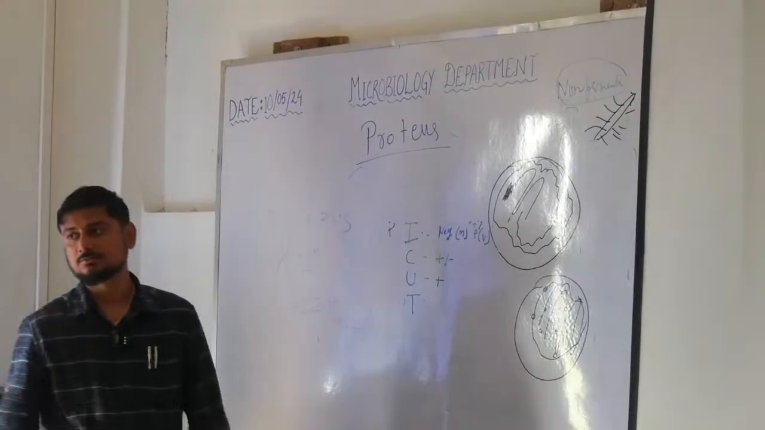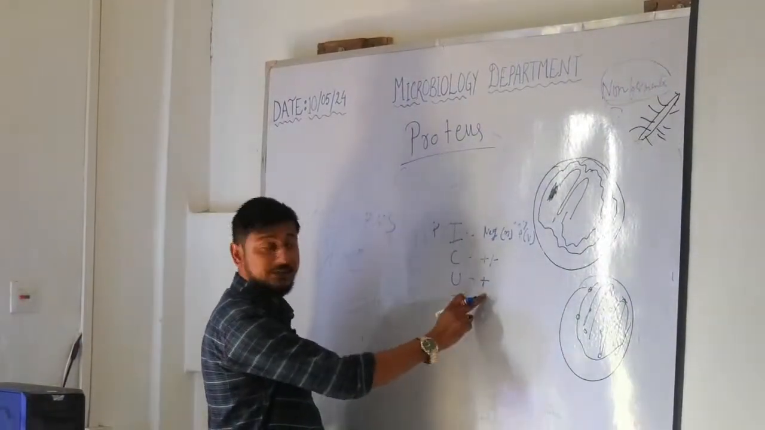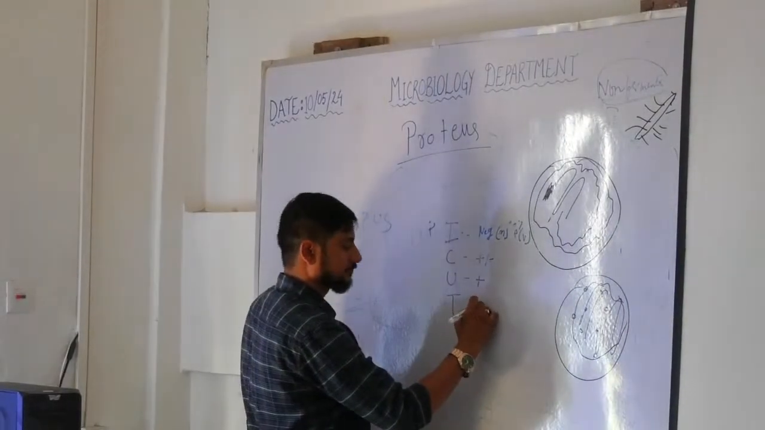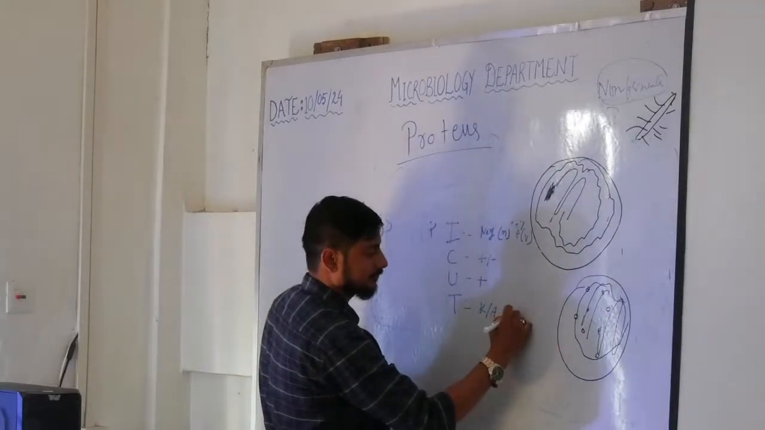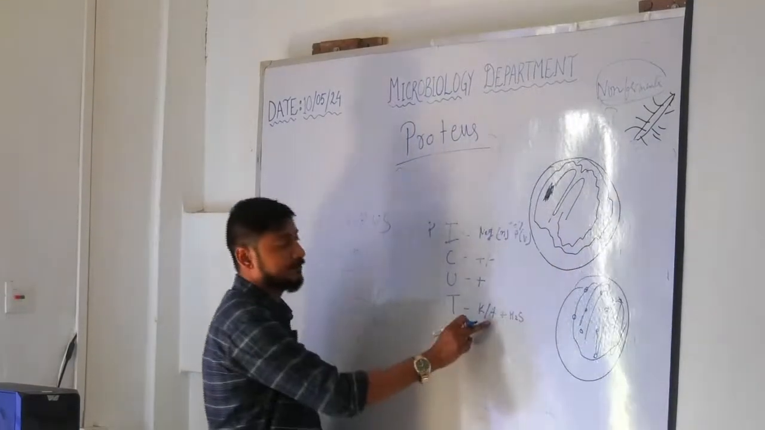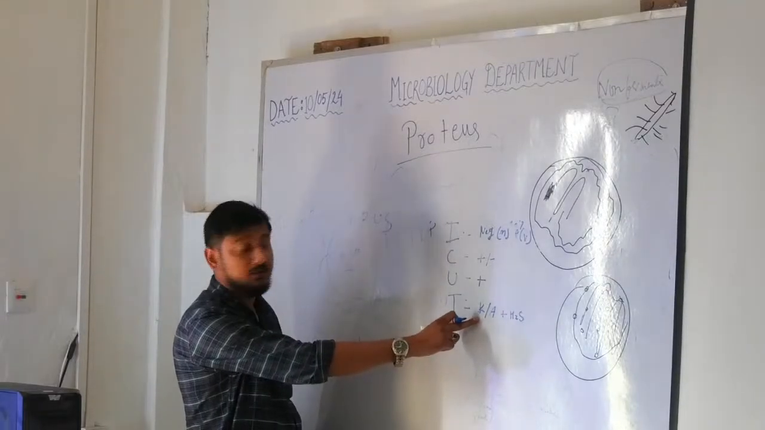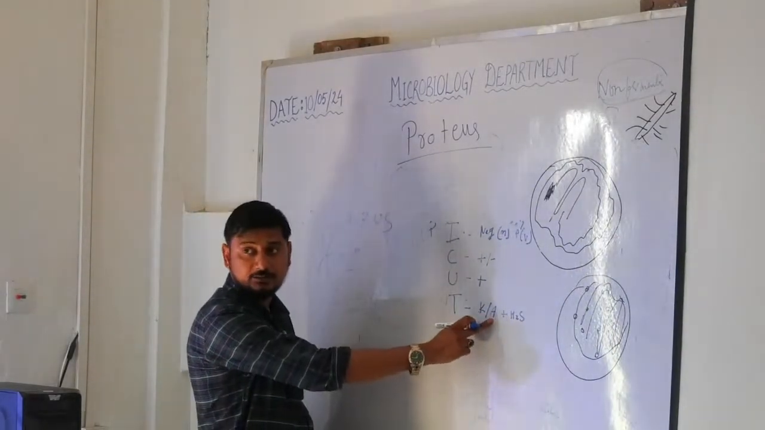Urease can be variable, urease positive. TSI: K by A, K denotes alkaline and A acid production.